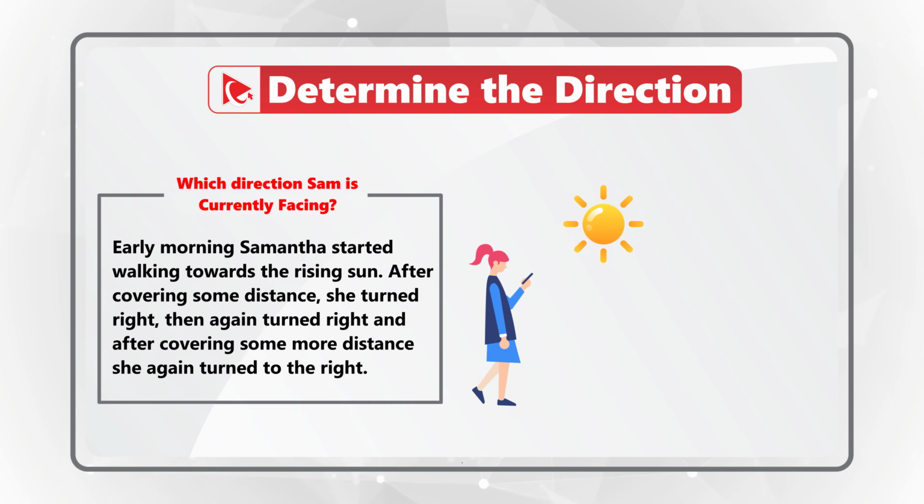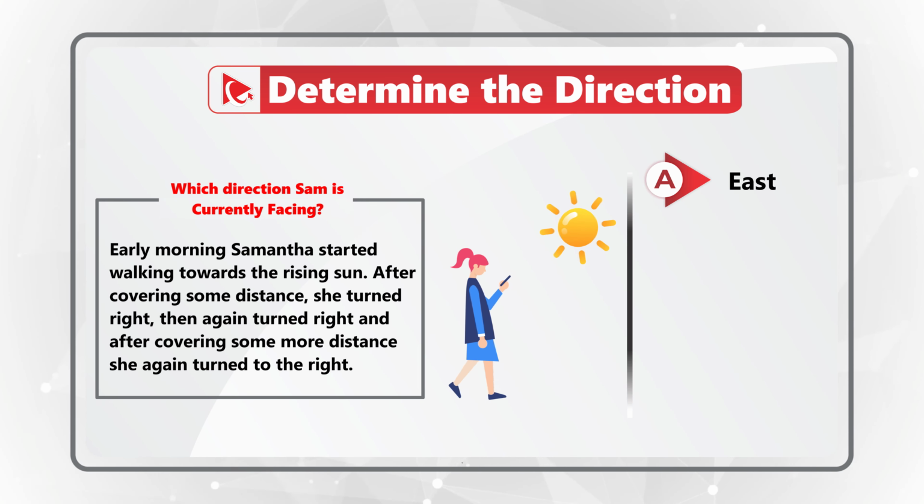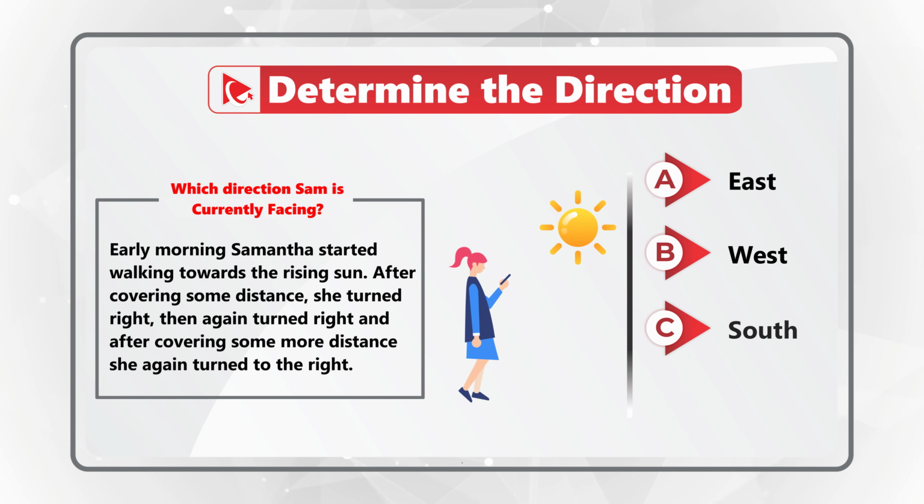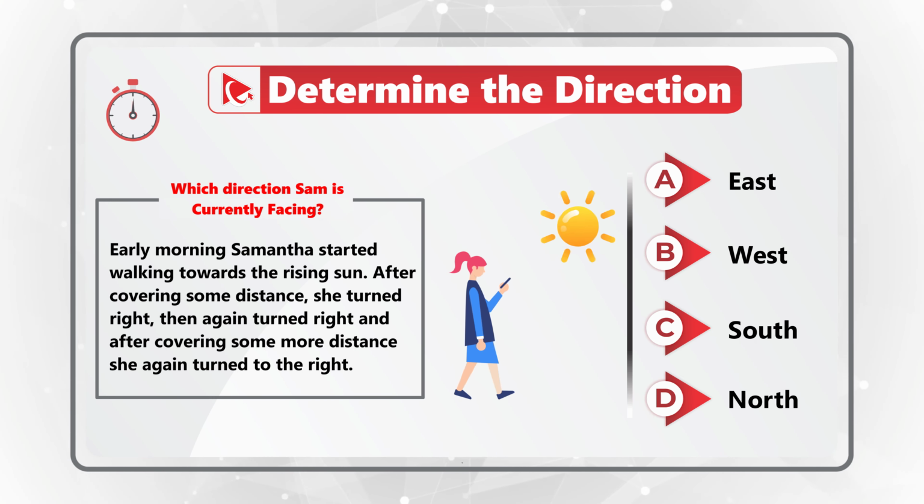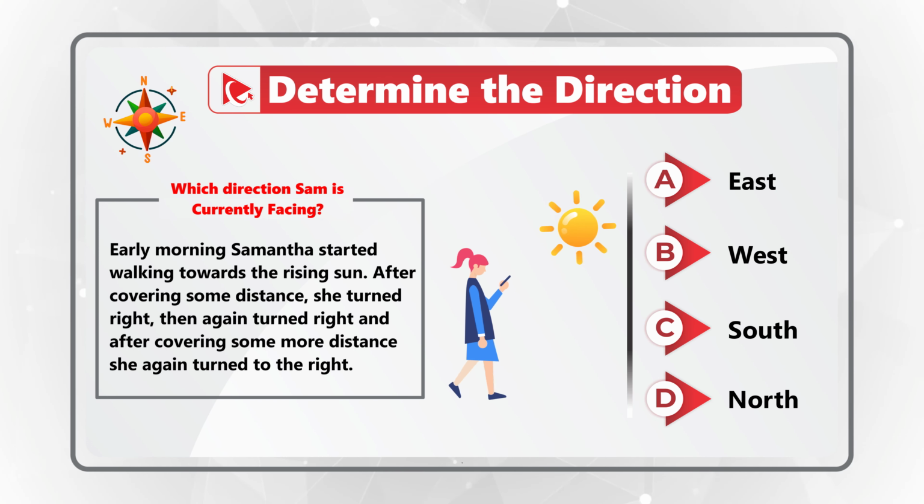You have 4 different choices. A, east. Choice B, west. Choice C, south. Choice D, north. Give yourself a little bit of time to see if you can answer this question. One tip here might be to draw a diagram to help you with the direction.